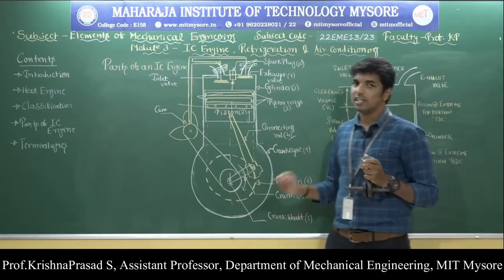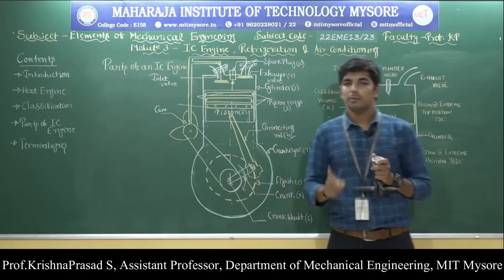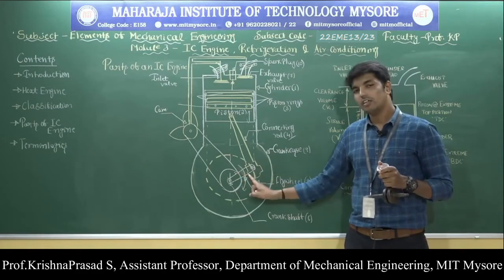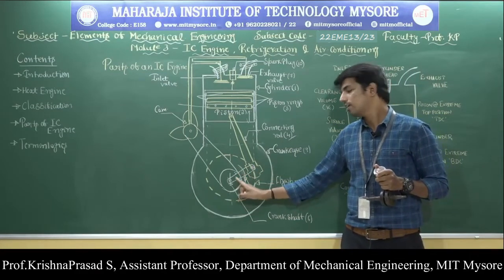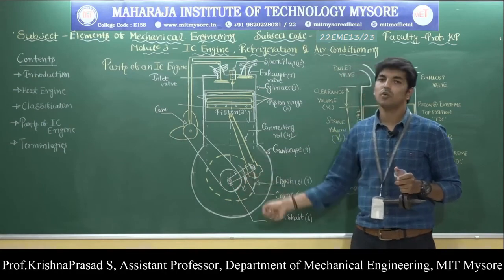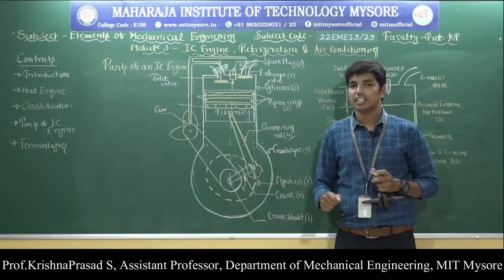Next, the fifth one, what is a crank? Very simple, the crank is just a lever. It is connected to the connecting rod at one end and the crankshaft at the other end. The main function of the crank is to impart rotary motion to the crankshaft.